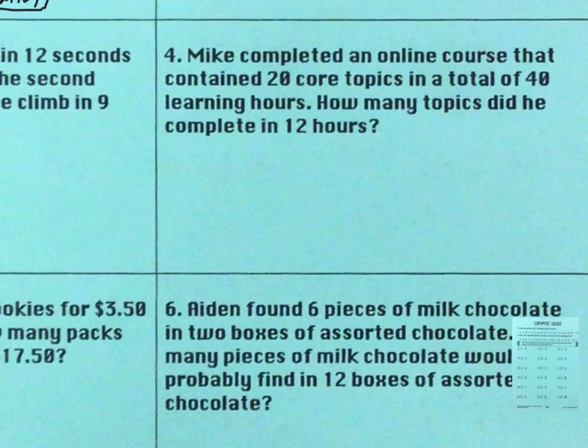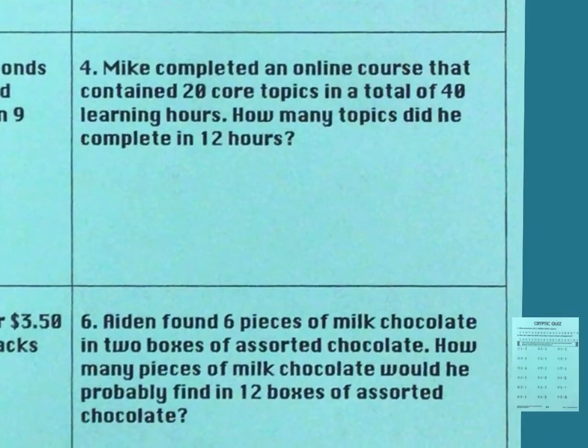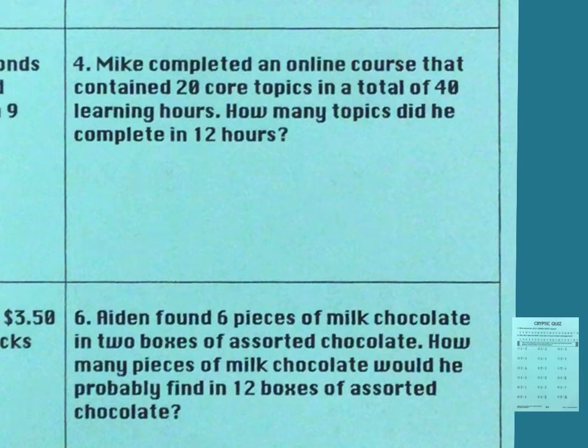Let's see. I want to look at number 4, because number 4 is a question that deals with totals, and I want to really go over that, because you have to use some reading skills on some of these questions in order to know what to do. So let's read this question. Mike completed an online course that contained 20 core topics in a total of 40 learning hours. How many topics did he complete in 12 hours?